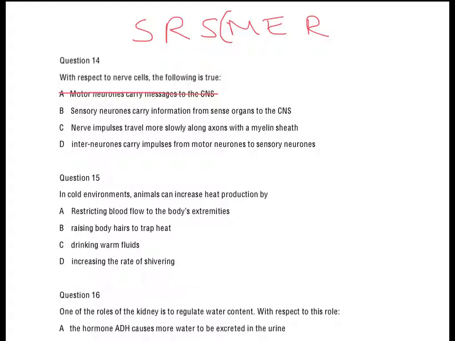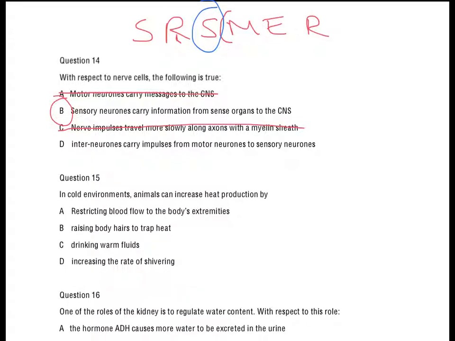So going back onto our sensory neurons carry information from the sense organs to the central nervous system. Well, let's have a look up here. So our sense organs are the receptor, and our central nervous system is here. And so in the middle, yes, we do have our sensory neuron. Okay, so that is actually the correct one for this one. We'll just double check. Nerve impulses travel more slowly along axons with a myelin sheath. Well, that's incorrect. We know that that's incorrect.